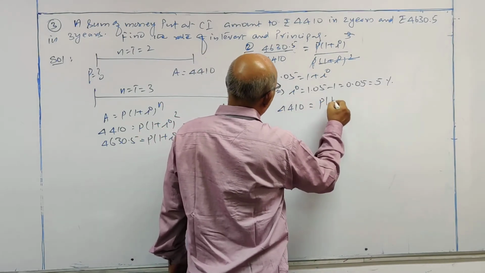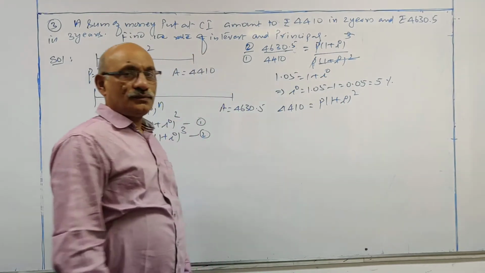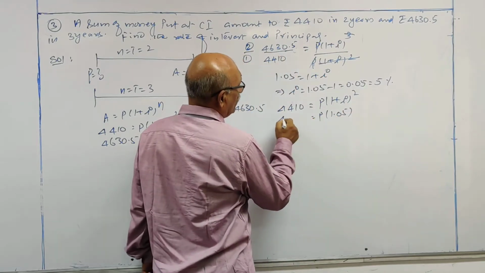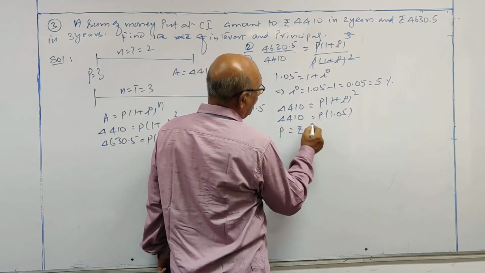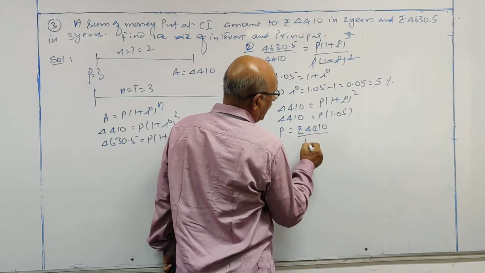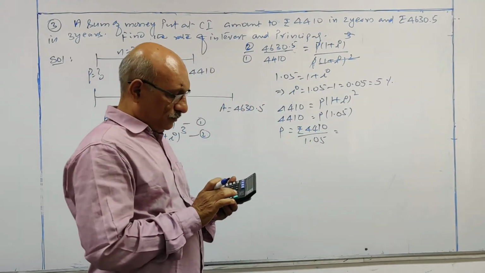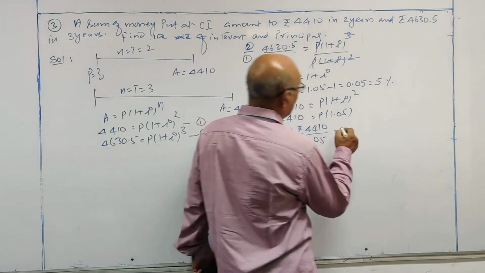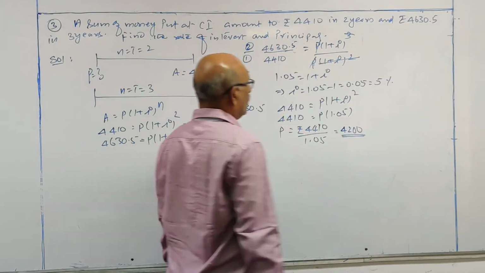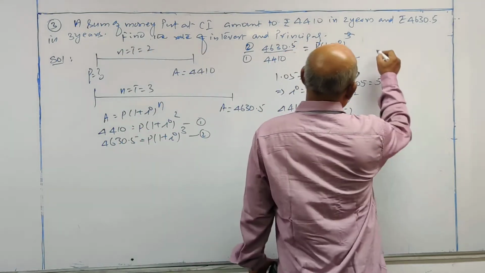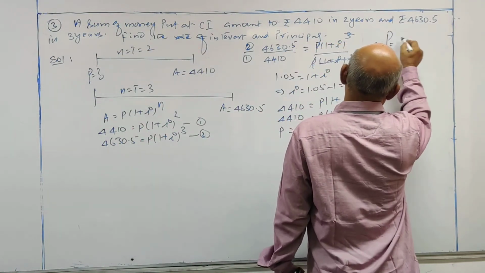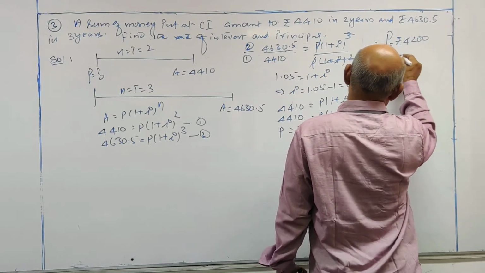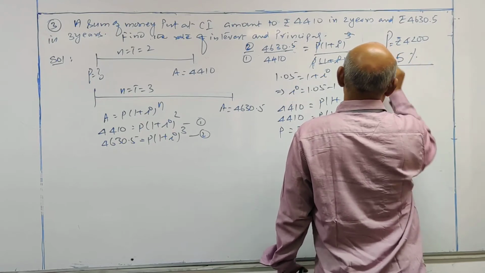4410 is equal to P into (1 plus I) whole square. So principal into 1.05 whole square is equal to 4410. Principal is equal to rupees 4410 divided by 1.05 whole square, which is 4,200. Therefore, principal is equal to rupees 4,200. Rate of interest is 5%.